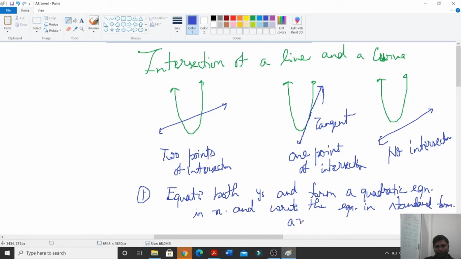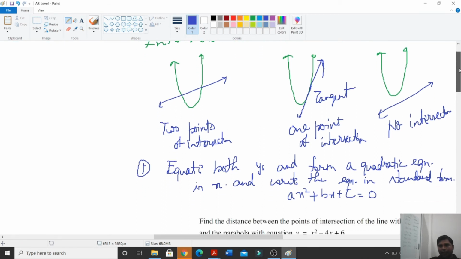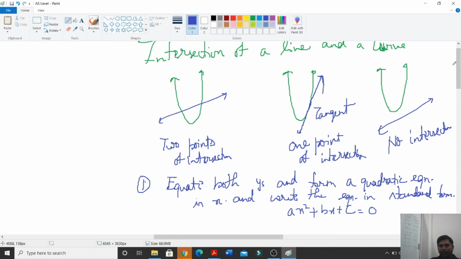Standard form means this one, ax squared plus bx plus c equals 0. So equate both the y's, the y of the line and the y of the quadratic function, form a quadratic in x and write that in standard form. After that you can find the discriminant. If it is intersecting at 2 points, in this case discriminant delta will be greater than 0. If it is 1 point of intersection, discriminant equals 0.